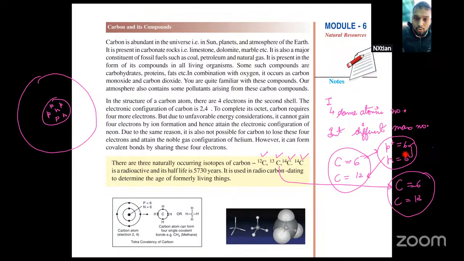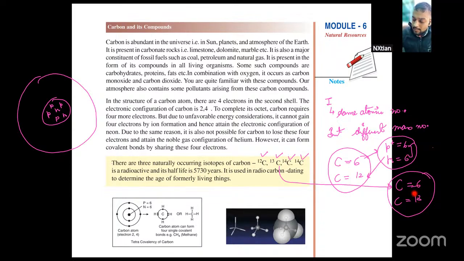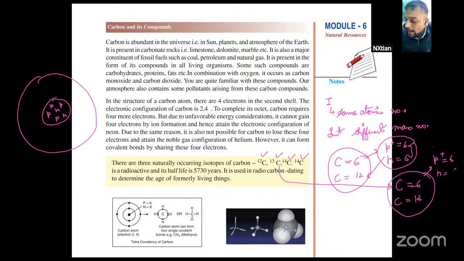But now in this case, the atomic number is 6, but the mass number is 13. So it will have 6 protons, but how many neutrons will be there? Anybody? If you add 6 protons and 3 neutrons, it becomes 9, but this carbon has 13. Protons will be the same, but neutrons will be 7, because 6 plus 7 is 13. Did you understand?